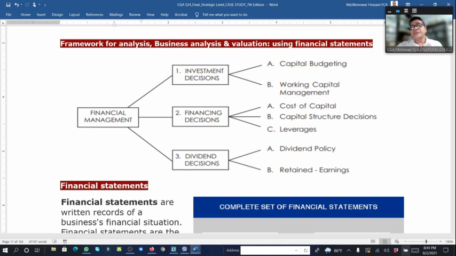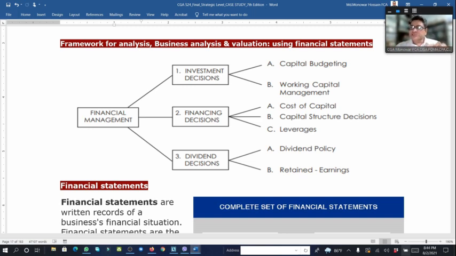And another thing, the financing decision. How will we be able to do it? We have to understand or calculate the cost of capital. We have to determine the capital structure, which type of structure we have to fund with. And if you go for a loan from the bank or another source, what would be the ratio? Debt and equity ratio.